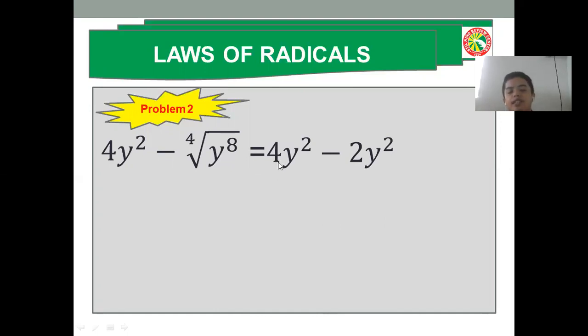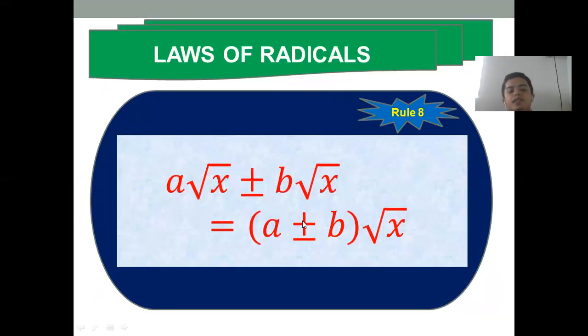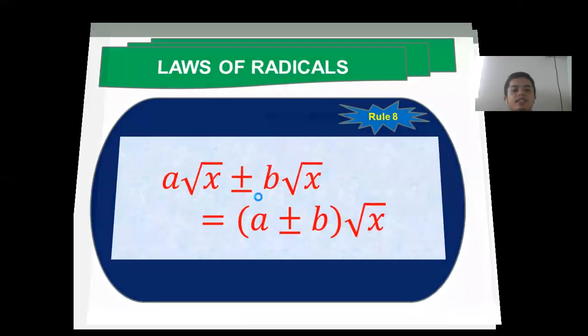4y squared. You cannot combine different exponents, or I mean different variables. You can only add the same variable. So for example, you can combine y squared. All you have to do is copy the y squared and then subtract their constants, 4 minus 2, and that is 2y squared. So rule number 8, we're already done with this.